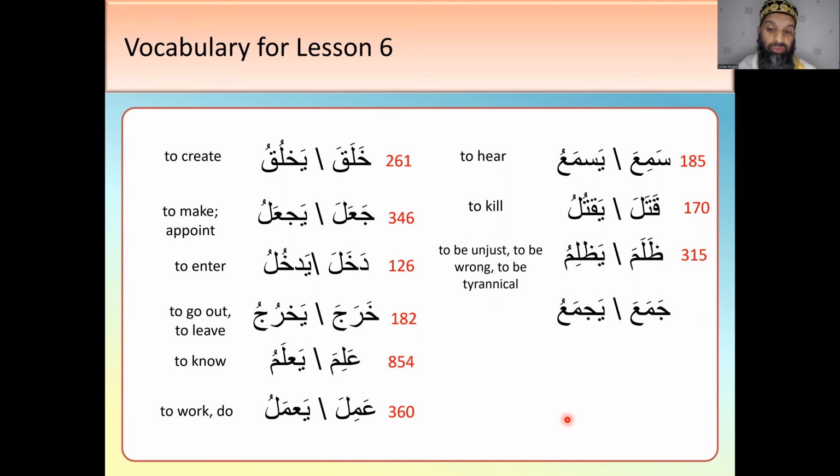Jama'a yajma'u. So remember we did jami'un, jami'an, ajma'in. Yeah? Jama'a is the root word. To gather. So he gathered, he gathers. And generally the whole thing is the verb for to gather.